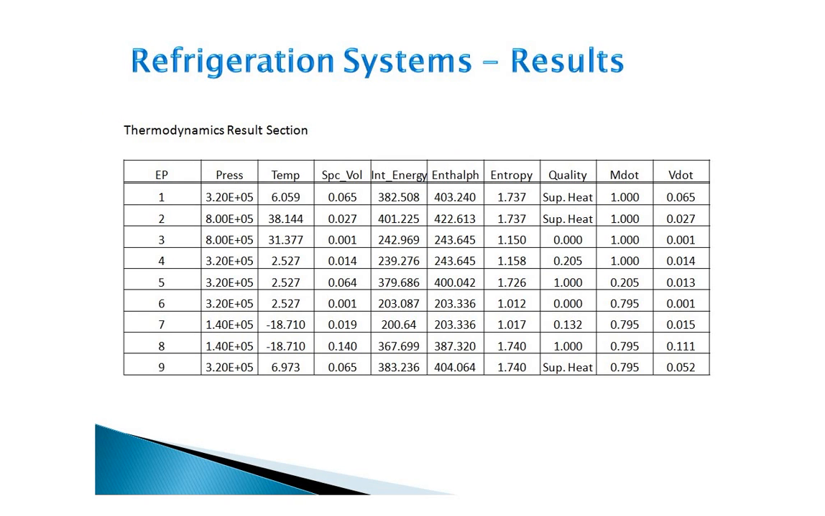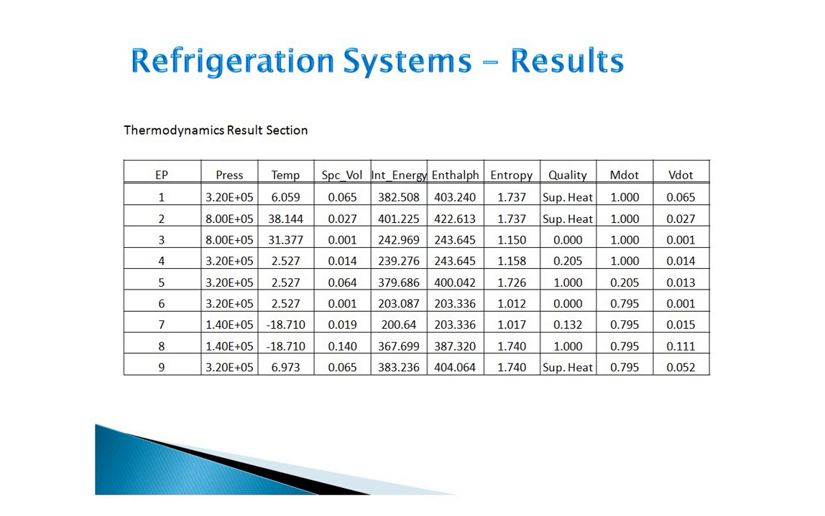To see the detailed results, we can open the out file and view the results from there. Here the results are extracted and shown here. EPs stand for endpoints or junctions between various components. So we can see the pressure, temperature, specific volume, internal energy, enthalpy, entropy, quality, and mass flow rate, and volumetric flow rate here displayed at all of these locations.